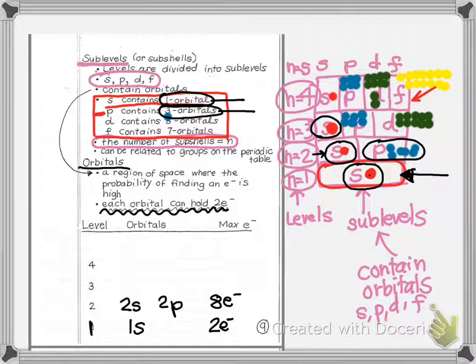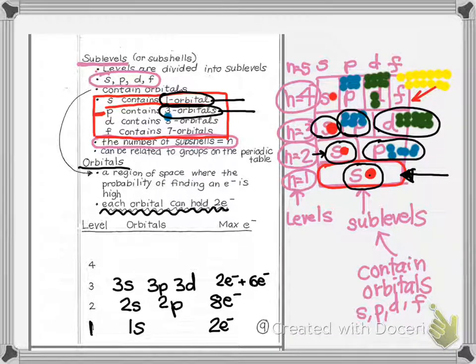We have a 3s, a 3p, and a 3d. S's have 2 electrons. I'll write it out this way. So they have 2 electrons, S's do. All of P's, they have 3 orbitals, so they have 6 electrons. And the D has 5 orbitals, so that is 10 electrons. So we get 18 electrons. See how it's getting more and more?